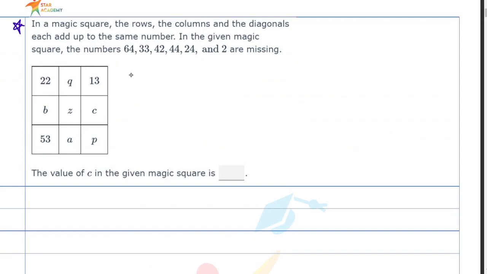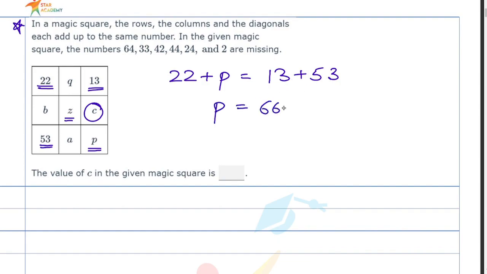So I hope till now you may have found the value of C. Now let's see this approach also. To find the value of C, we must know the value of P. So how to find the value of P? One option could be that you may have found the value of Z, or maybe the value of Q and B also, to find the value of P.